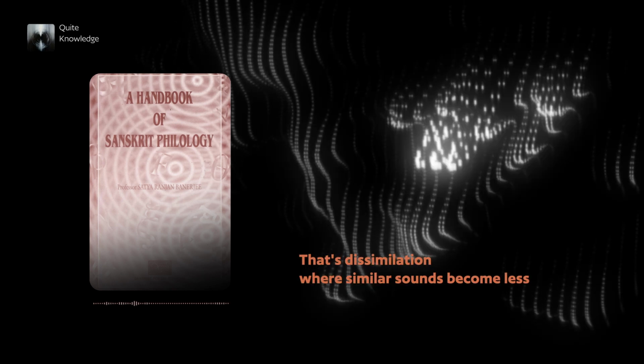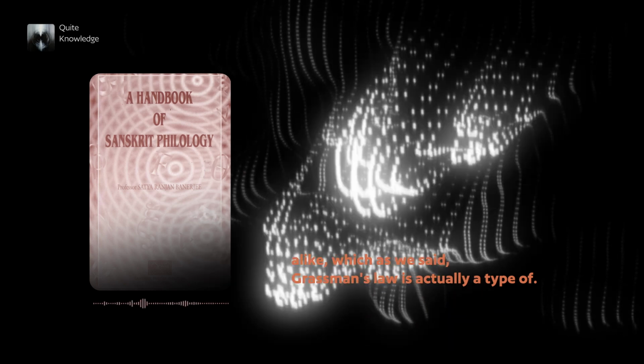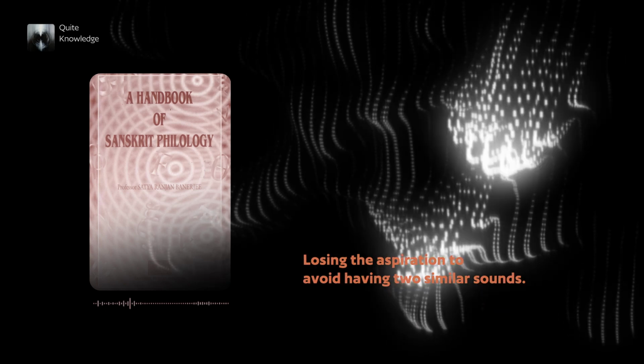What about the opposite? That's dissimilation, where similar sounds become less alike, which, as we said, Grassmann's law is actually a type of. Right, losing the aspiration to avoid having two similar sounds.